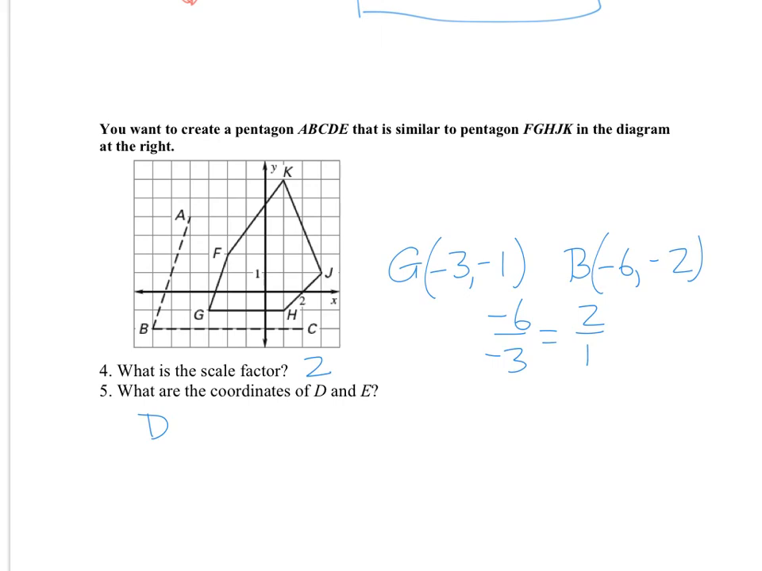And then D and E. D is going to be from J. J is (3, 1). So this is going to be (6, 2). And K is (1, 6). So E is going to be (2, 12). And that ends dilations.